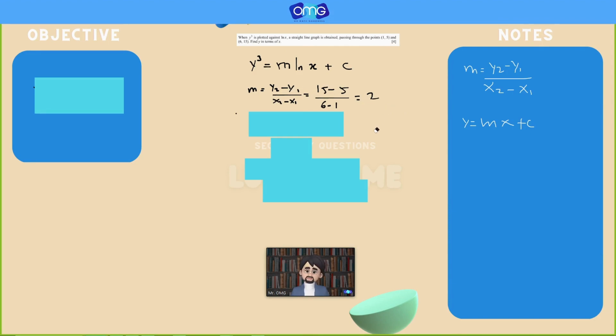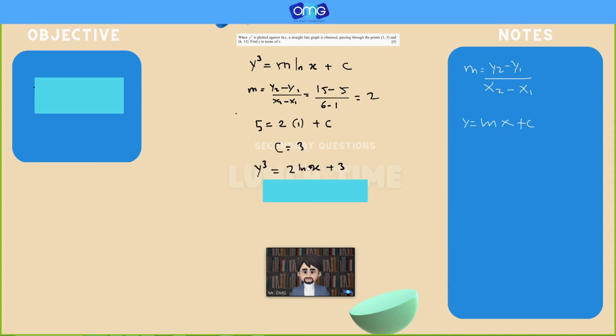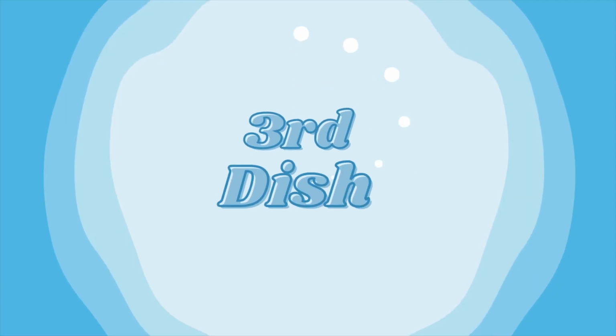And using y equals mx plus c, we're going to find the c, okay? Which is the y, which is 5, 2 is the gradient, and 1 is the coordinate of this one, and c will be 3, okay? So from here we know m is 2 and c is 3, okay? The question is asking find y in terms of x, so y equals to cube root of 2 ln x plus 3, and that's the answer.